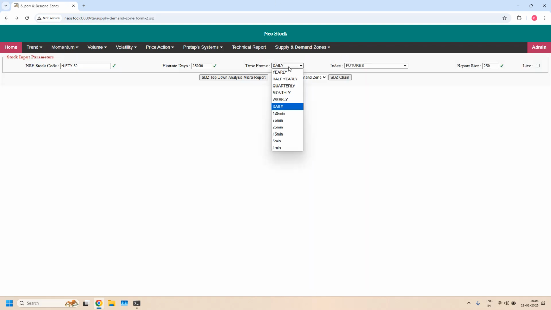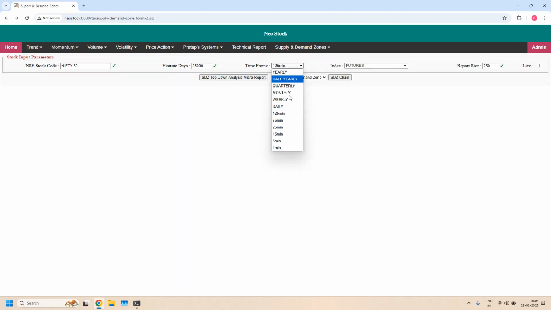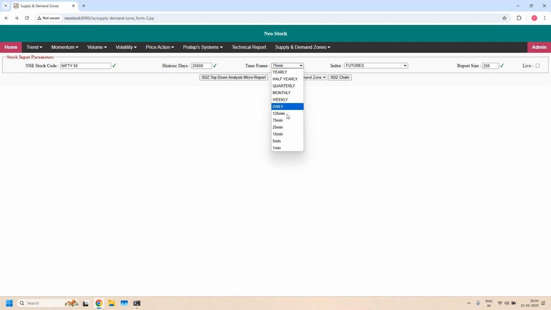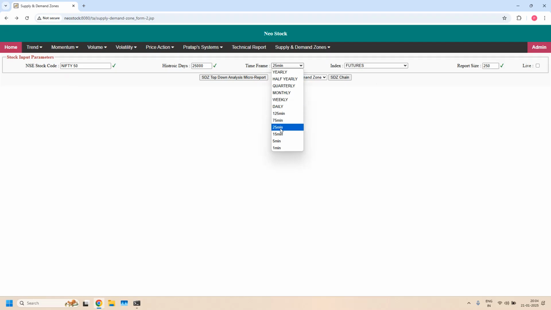Next, 125 minute supply demand zone chain for NIFTY. Next, 75 minute supply demand zone chain for NIFTY. Next, 25 minute supply demand zone chain for NIFTY. Next, 15 minutes supply demand zone chain for NIFTY.